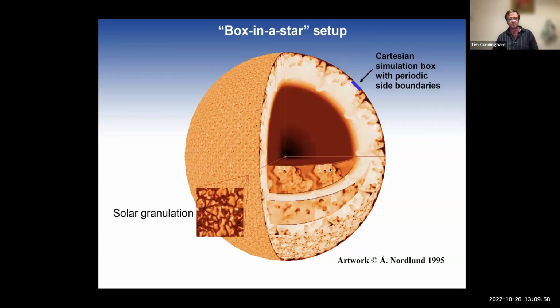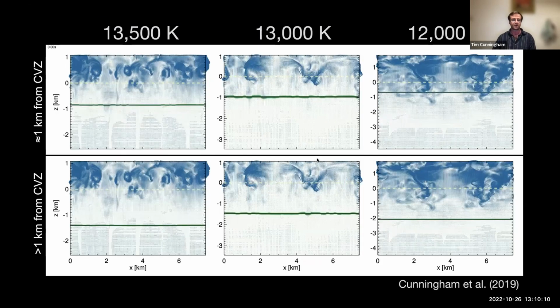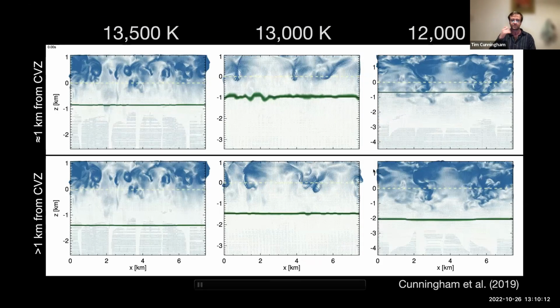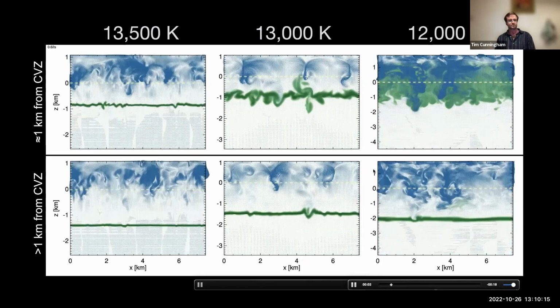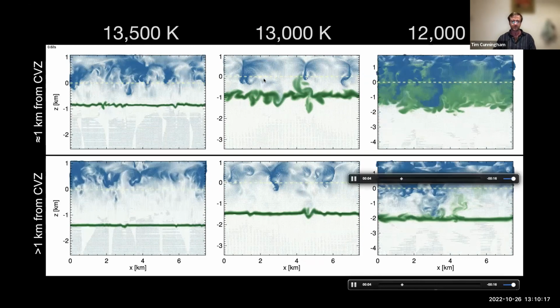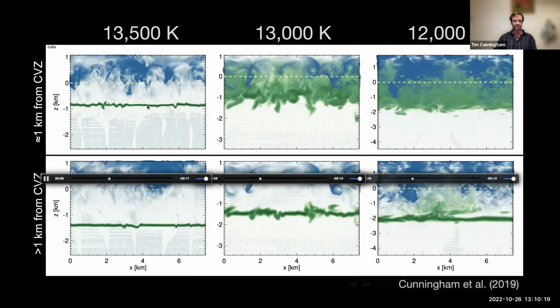Yeah, so this is the box-in-a-star setup that we use. So we embed a simulation box inside an atmosphere with equation of state and opacity appropriate for the atmosphere. Here I'm showing 6 movies. They might not play all that well over Zoom, so apologies if they're a bit jumpy.